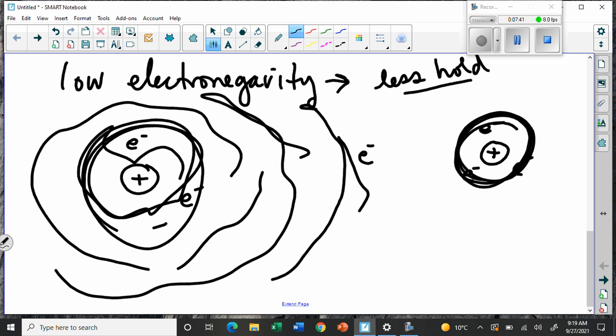Right? Makes sense. It's kind of like these guys are just wandering a little too far away because there's no room for them in close. And so some other atom could come along and steal them much more easily. So bigger atoms tend to have lower electronegativity than smaller atoms. So that's the first thing. Bigger atoms have lower electronegativity than smaller atoms. You might want to write that down.